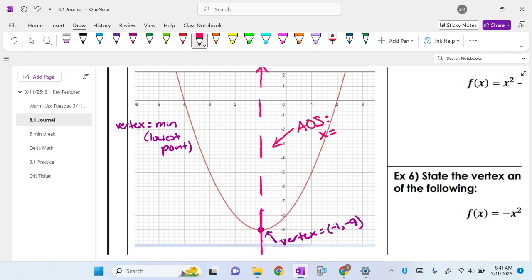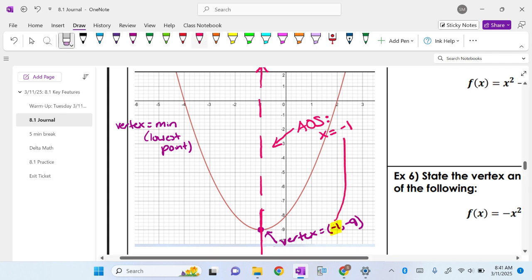It's also the same x value as the vertex. So what's the x value of the vertex? The x value is -1. That's also the axis of symmetry. So the x value of the vertex is -1. Thus, the axis of symmetry is x equals -1. So like I said, if you can find the vertex, you already have the axis of symmetry because it's just the x value of that point.